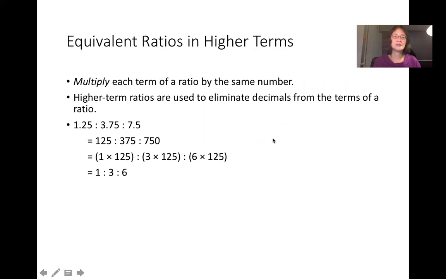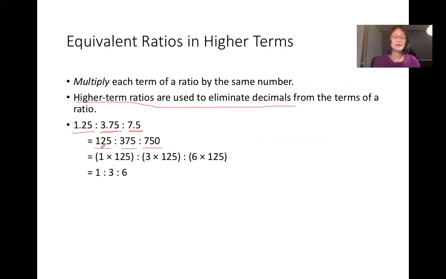Equivalent ratios in higher terms. Higher term ratios are used to eliminate decimals. For example, if you have 1.25 to 3.75 to 7.5 and you want to eliminate decimals, we use higher term ratios. First, we multiply every item by 100. So 1.25 times 100 is 125, 3.75 multiplied by 100 is 375, and 7.5 multiplied by 100 is 750.